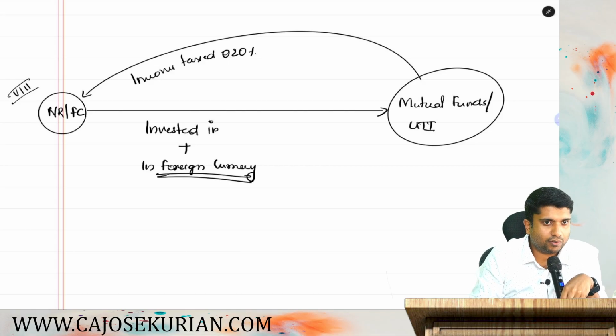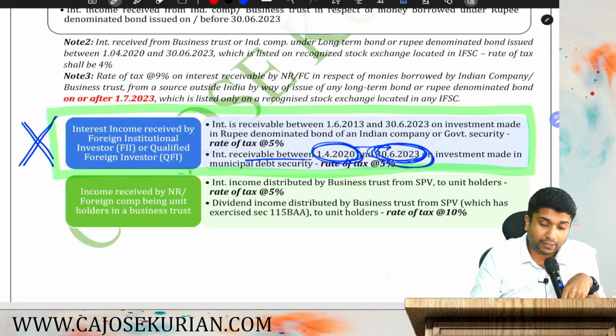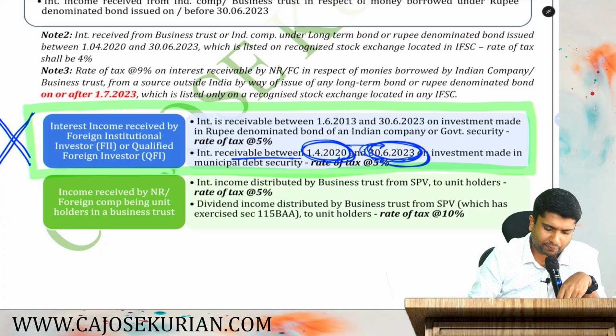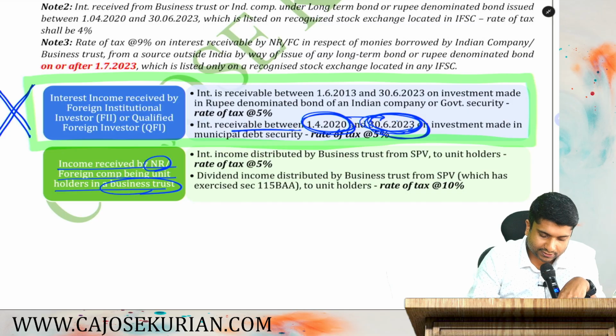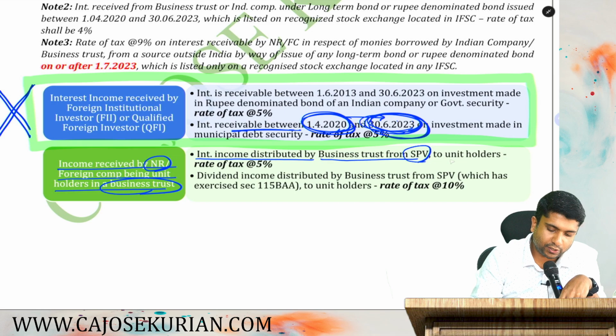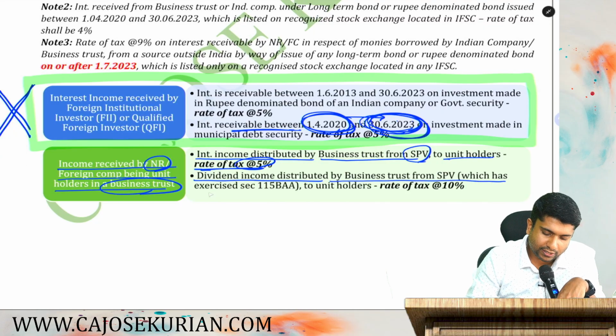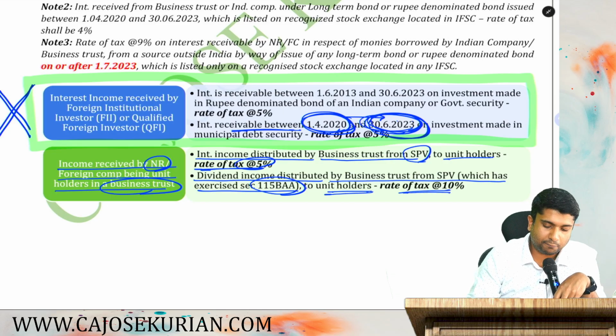I hope all the 8 points are clear for you, and one more thing is there that we will cover in the business trust chapter, but still let me simply read it. Income received by a non-resident or a foreign company being unit holders in a business trust. Interest income distributed by business trust from SPV to unit holders, rate of tax 5%. Dividend income distributed by business trust from SPV, which has exercised 115BAA, to unit holders, taxed at 10%.